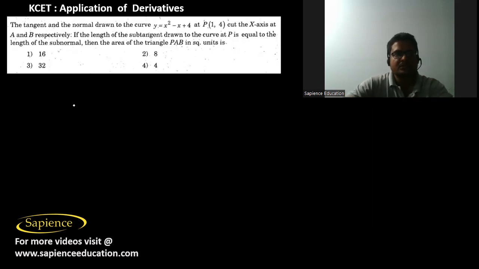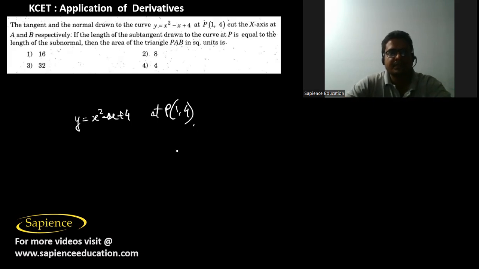Then here it is told the tangent and the normal drawn to the curve y equals x square minus x plus 4 at P(1, 4) cut the x-axis at A and B respectively. If the length of the subtangent drawn from P is equal to the length of the subnormal, find the area of the triangle PAB in square units. Okay.